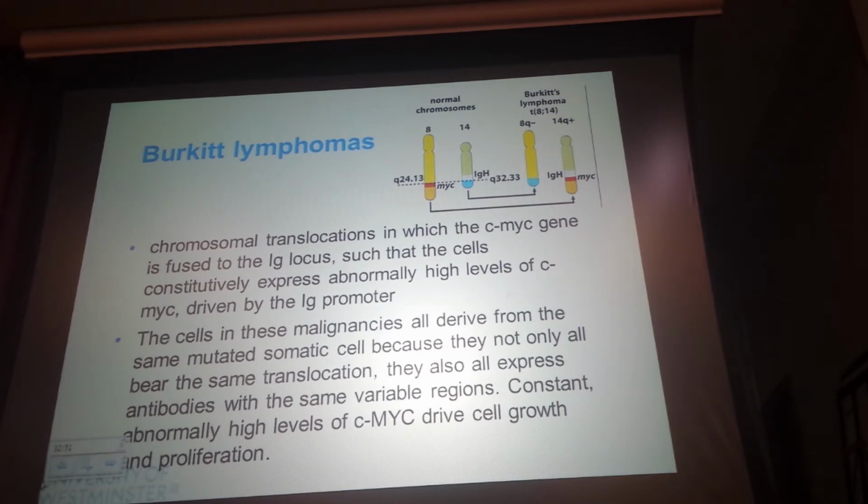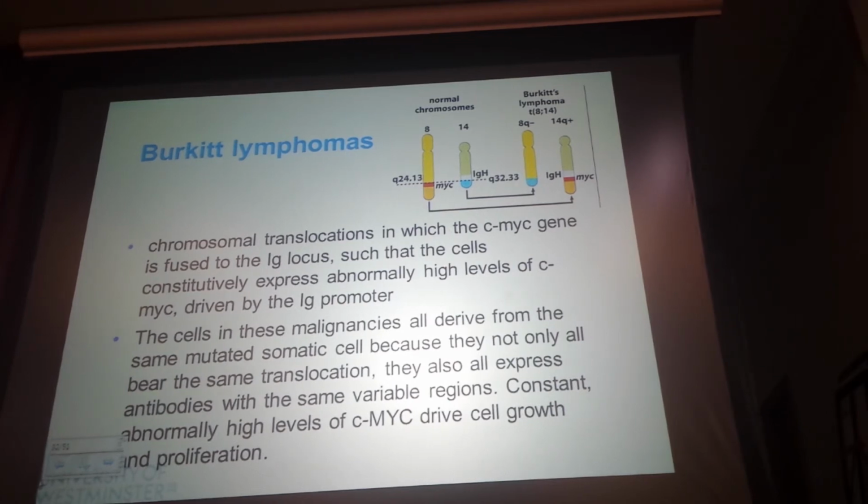Another example of translocation in hematological cancers is the Burkitt lymphomas. And again, it's one of these oncogenes, MYC, that I described before. In the normal chromosome, it's on chromosome 8. And you have these immunoglobulin genes on chromosome 14 that are fused in lymphomas to MYC.